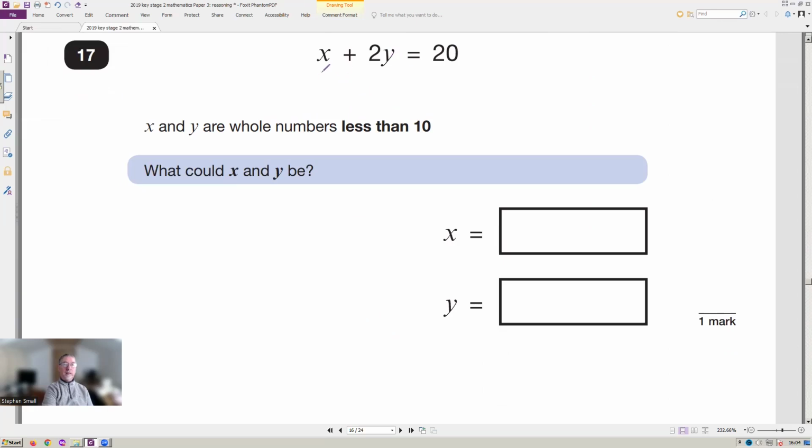So let's pick a small value for x, 2. Take the 2 from 20, gives us 18. So 2 times something makes 18, which will be 9. And there we are. x and y are whole numbers less than 10. They've worked. I think 4 would work as well. 4 from 20 would be 16. And then it's 8. So it works like that. But yeah, okay, 2 and 9 will be fine.